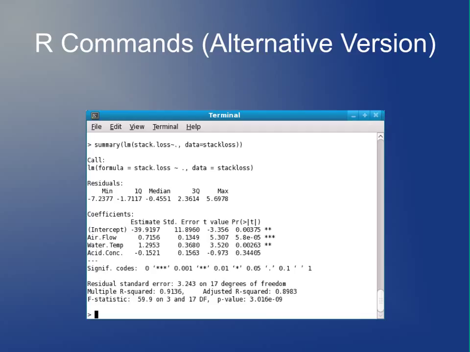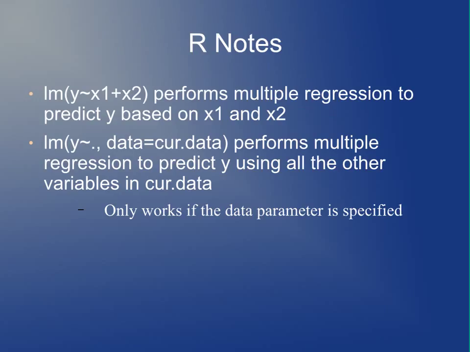Here's an alternative version. It's exactly the same command as I did earlier, but you notice at the top I said lm stack loss twiddle dot rather than airflow plus water temperature plus acid concentration. If you use a dot there, then that makes every single variable in the data frame a possible predictor other than the response variable stack loss. That just saves you some typing.